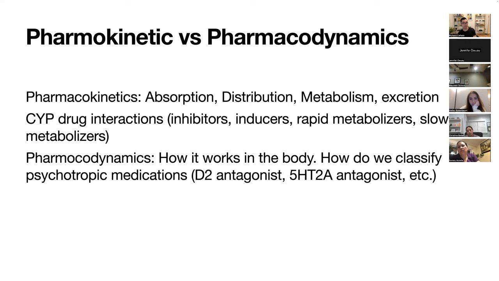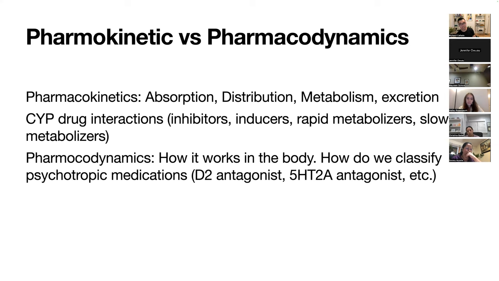Pharmacodynamics is how the medication works in the body, all right? Is it a D2 antagonist? So it might work for mania, it might work for psychosis. Is it a 5-HT2A antagonist? Right, if something is a D2 antagonist and a 5-HT2A antagonist, and we're talking about medications, you would probably look at atypical antipsychotics, right? That's where they're atypical, because not only do they block D2, but they also are 5-HT2A antagonists, right?